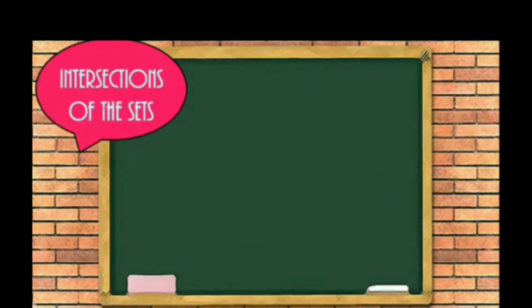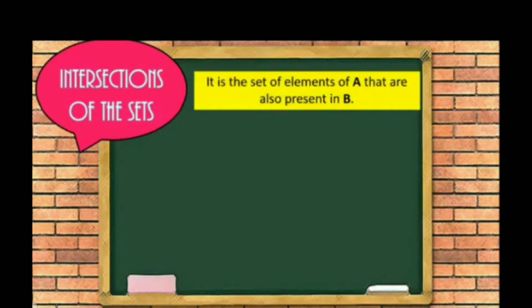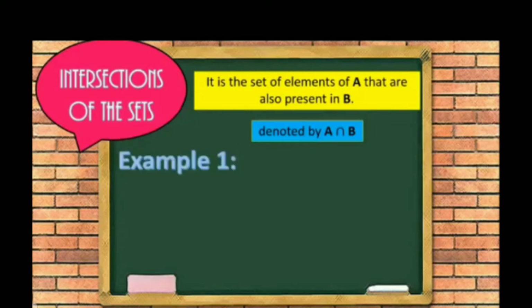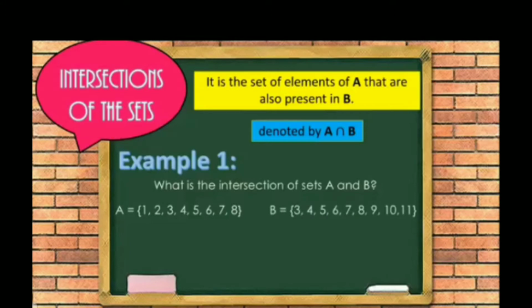Next, the intersections of the sets. It is the set of elements of A that are also present in B. And it was denoted by A intersection of B. Example number 1. What is the intersection of sets A and B? Suppose we have the elements of A, which is 1, 2, 3, 4, 5, 6, 7, and 8. And the elements of B is 3, 4, 5, 6, 7, 8, 9, 10, 11.